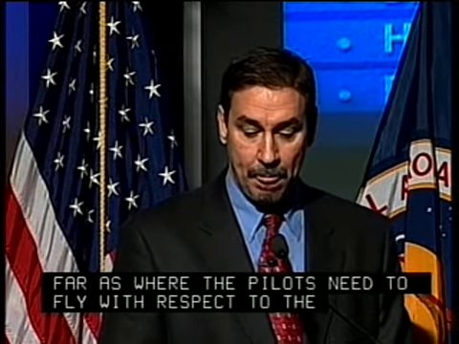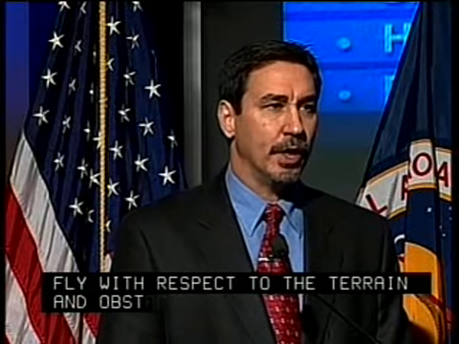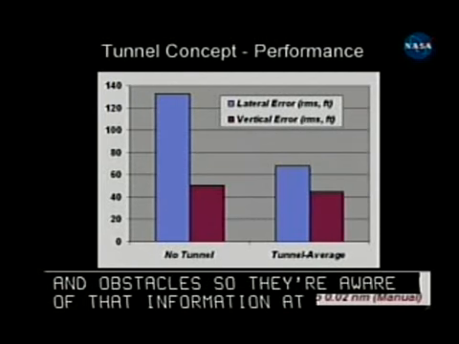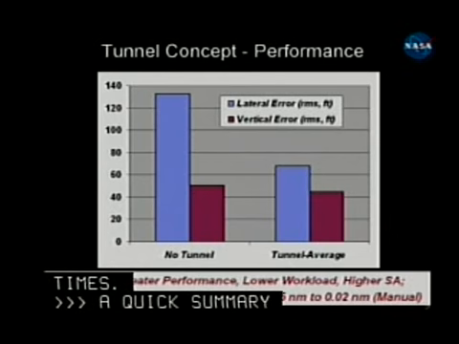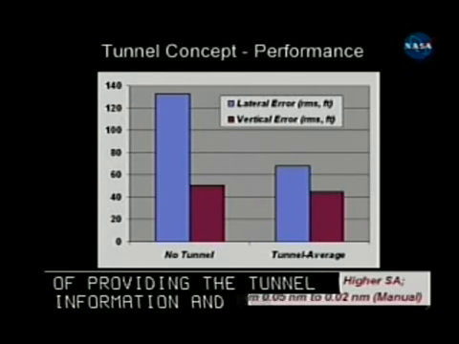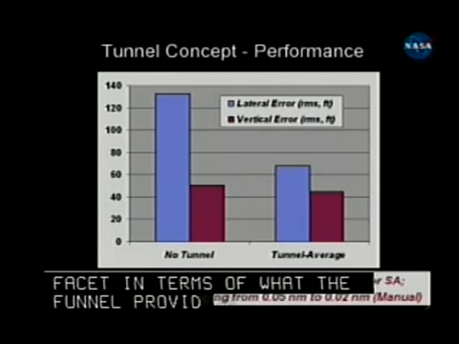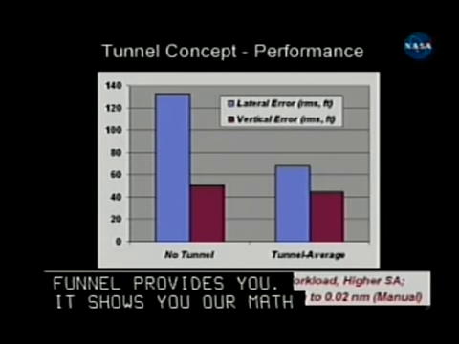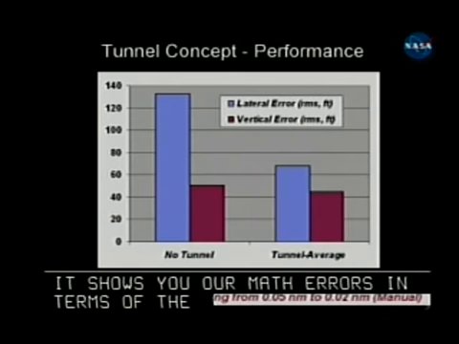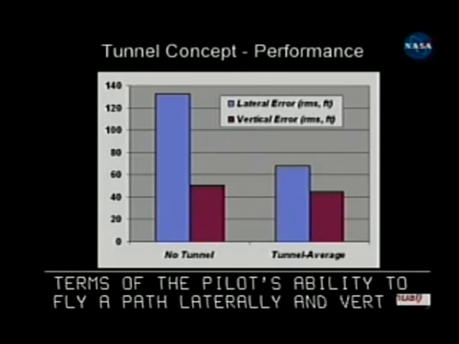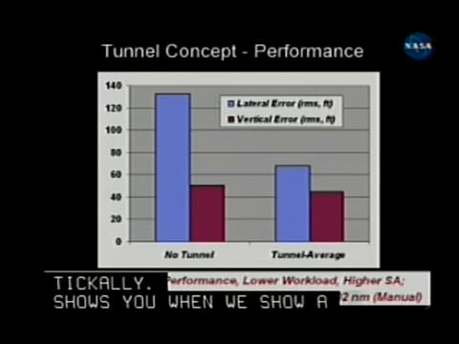Next slide, please. Here kind of shows you a quick summary of the results in terms of providing the tunnel information and not providing the tunnel information, and the key facet in terms of what the tunnel provides you. It shows you RMS errors in terms of the pilot's ability to fly a path, both laterally and vertically. Shows you when we show a tunnel and when we don't show a tunnel information. And the key change between these two data points, if you will, are the lateral errors.